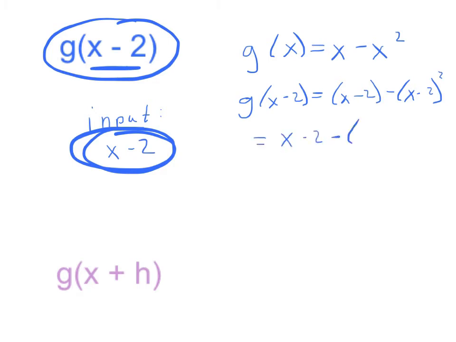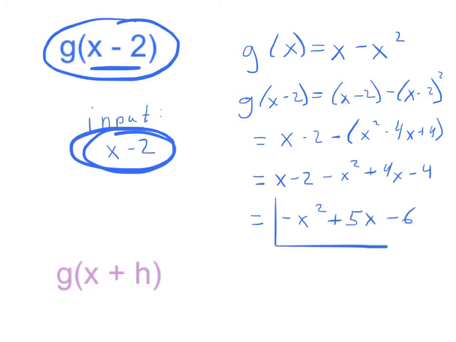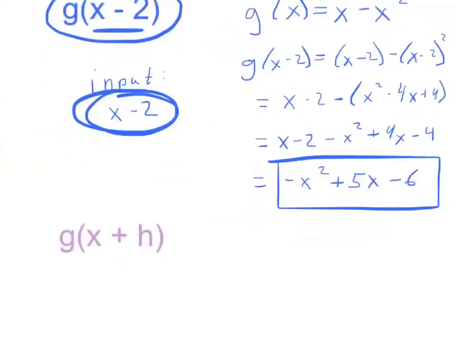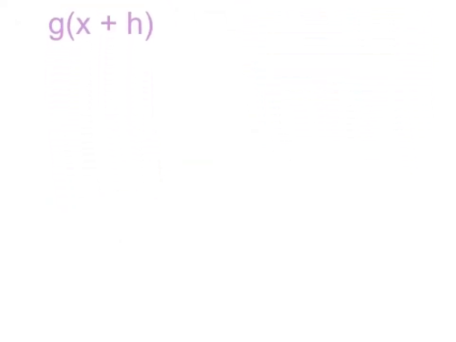Same thing we did last time. I'm going to have to FOIL this thing out. I'm just running through this so you guys can see the answer. Minus x squared plus 4x minus 4. Combining like terms, negative x squared plus 5x minus 6. And there it is. This is g of x minus 2. And the last one I have, and this may feel tedious, I promise, this is going to be really, really big in the coming lesson, so it's important that we get this out of the way here. How am I supposed to do g of x plus h?